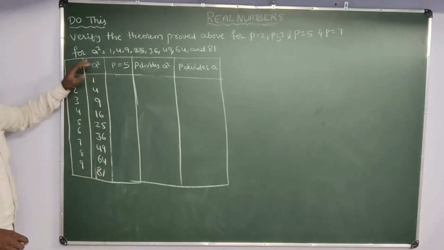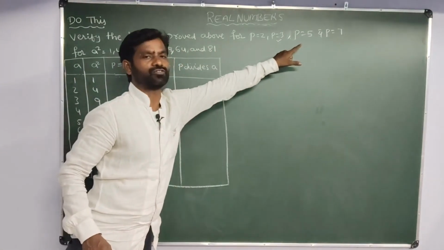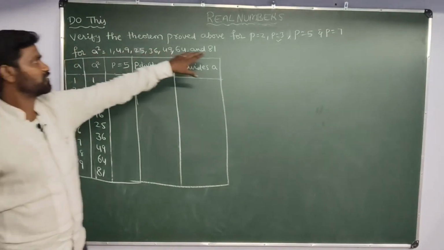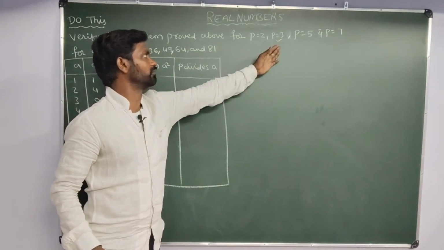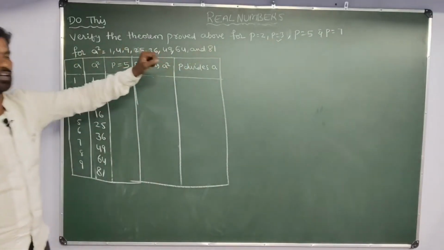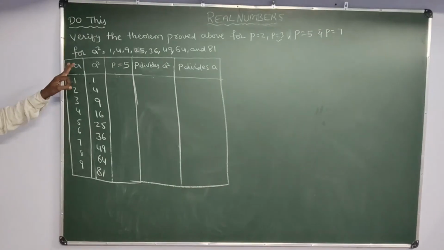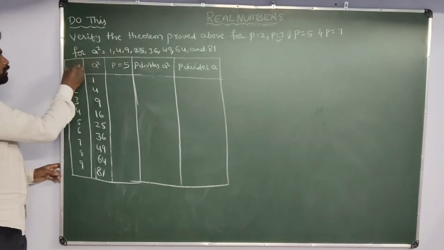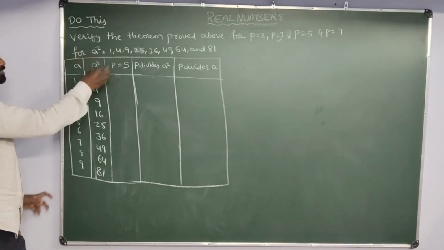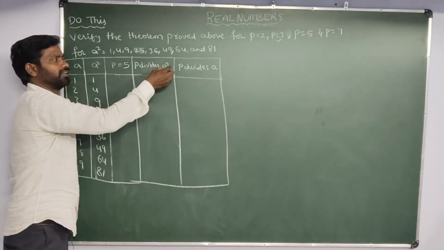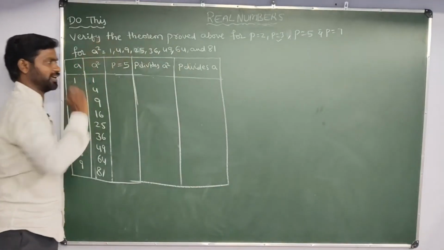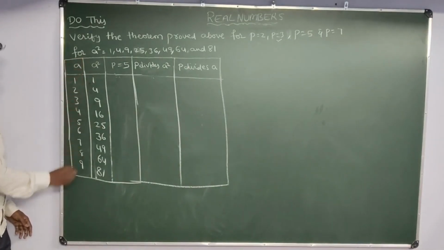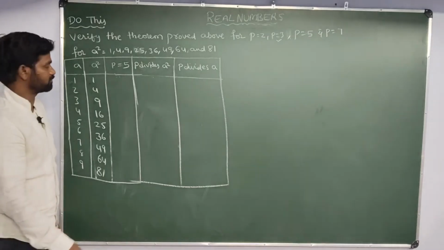Okay, next we have to verify for p equal to 5. In this question, the same question, first we proved for p equal to 2, next we proved for p equal to 3. Now we are going to prove for p equal to 5, right? So take the table and mention a square, p equal to 5, p divides a square or not, or p divides a. Right. Write the values of a 1, 2, 3, 4, 5, 6, 7, 8, 9 and the square of these values.